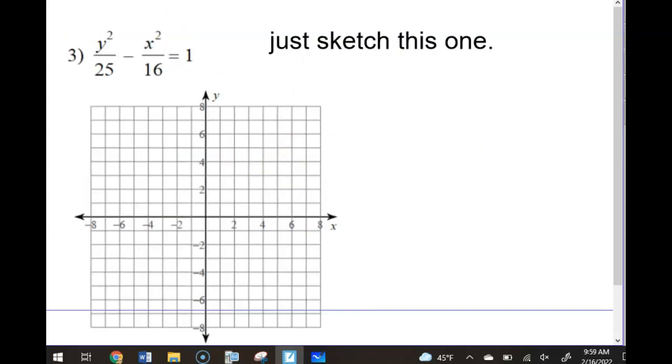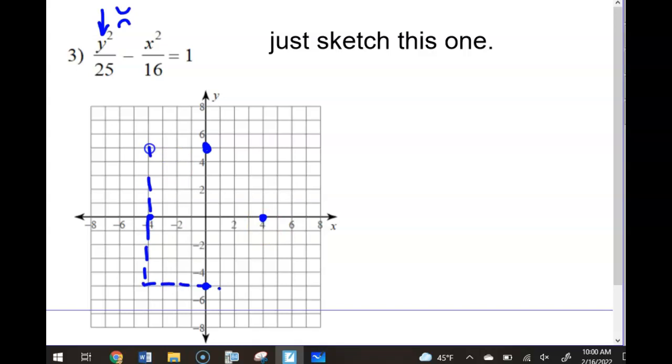I am going to skip down. Let's just quick sketch number 3. We won't list anything, but can we just sketch number 3? Which way is this one going to go? Because the Y is first, it's going to open up and down. Its center is at 0, 0, and I'm going to go out how much on the Y? 5. Good job. So it'd be up 5 and down 5. And underneath the X is a 16, which means we go 4 either way.